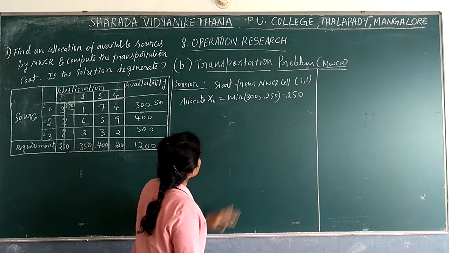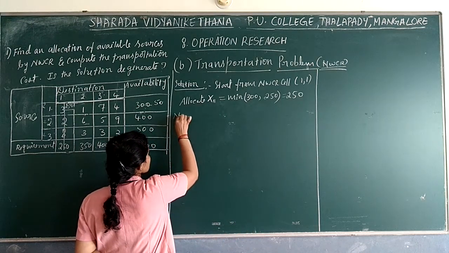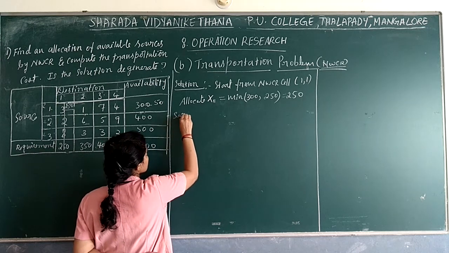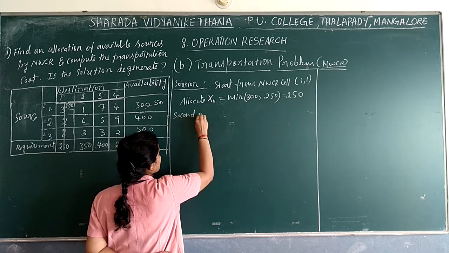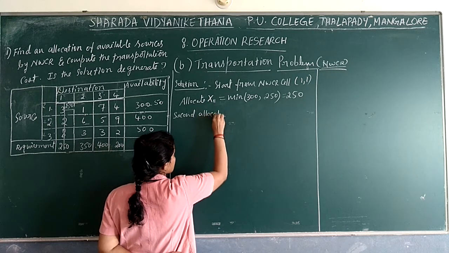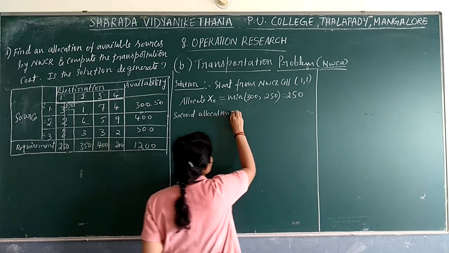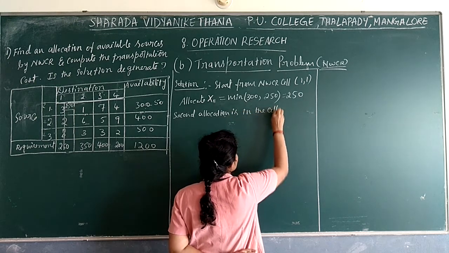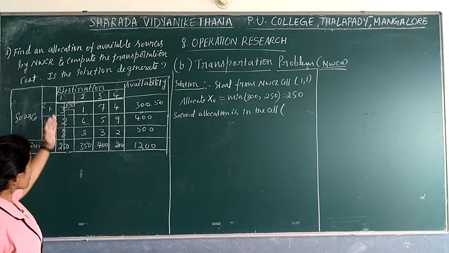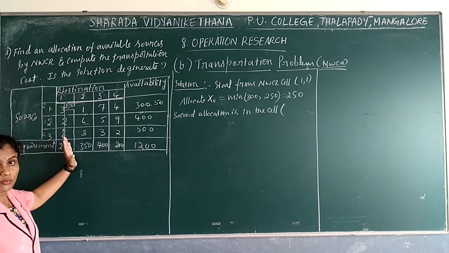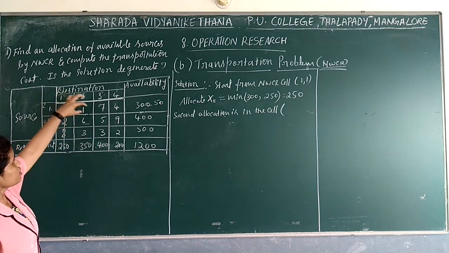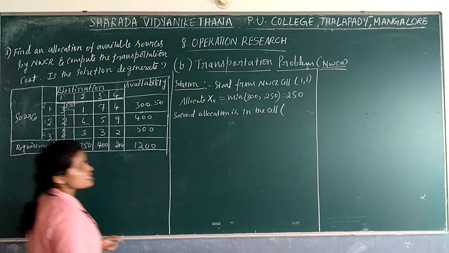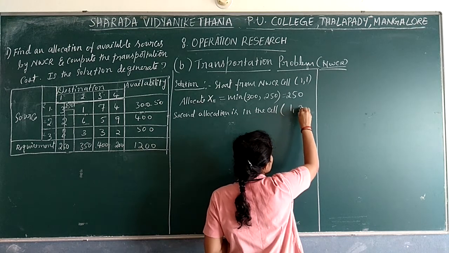Now, next we have to write the next allocation, or we can say the second allocation, is in the cell. Which cell? Now after this particular column got over, which is the corner cell? This is the corner cell. Which cell is that? 1, 2. That is 1, 2. First row, second column.